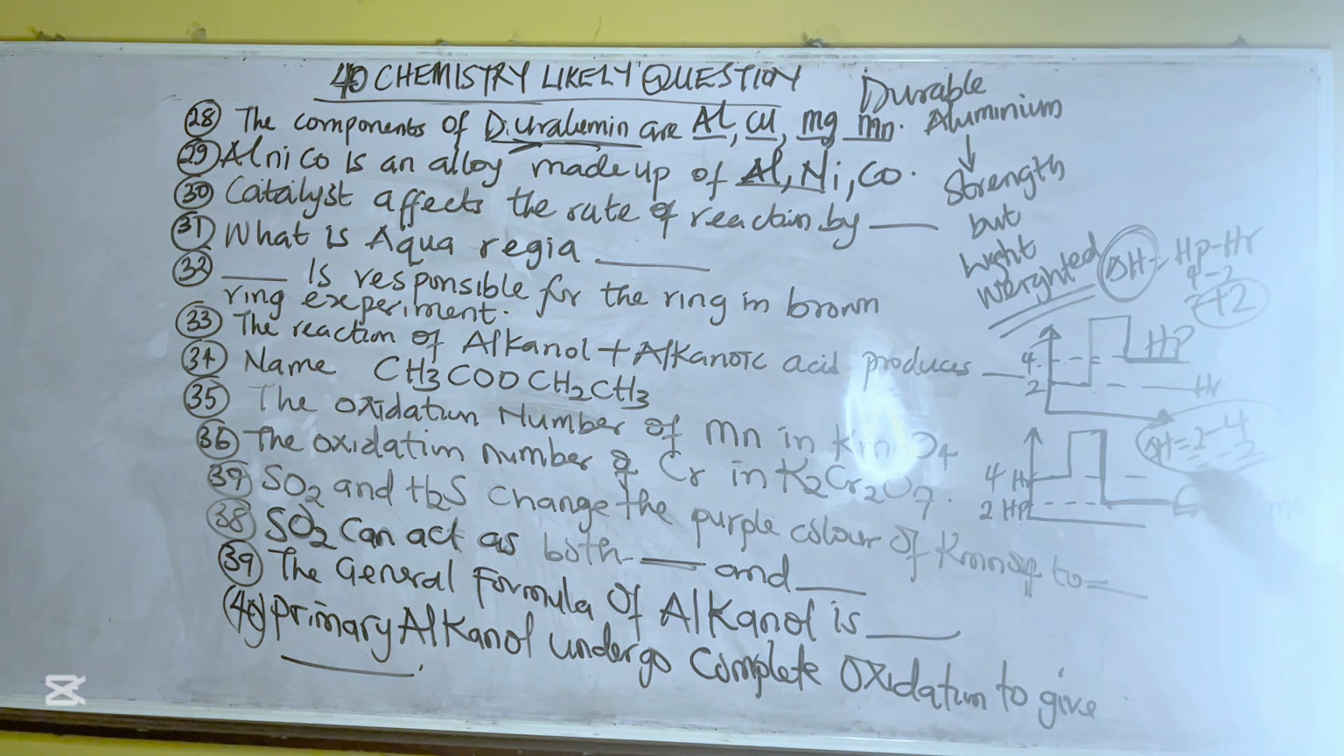So because it is minus 2, you understand, then we say this is exothermic: exiting, releasing of heat to the surrounding. Endo is absorption of heat from the surrounding. So this is endothermic. Okay.